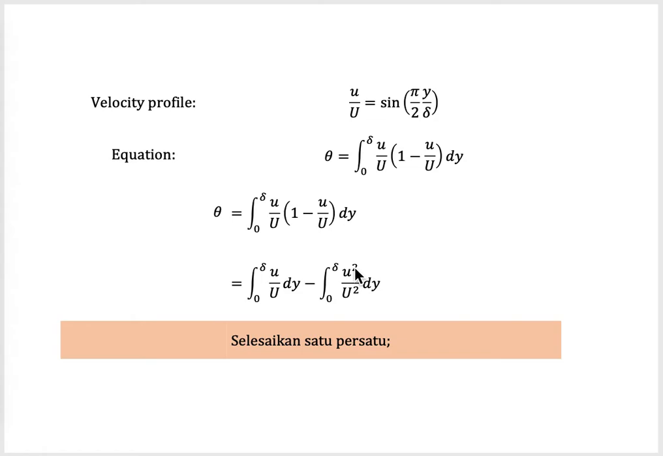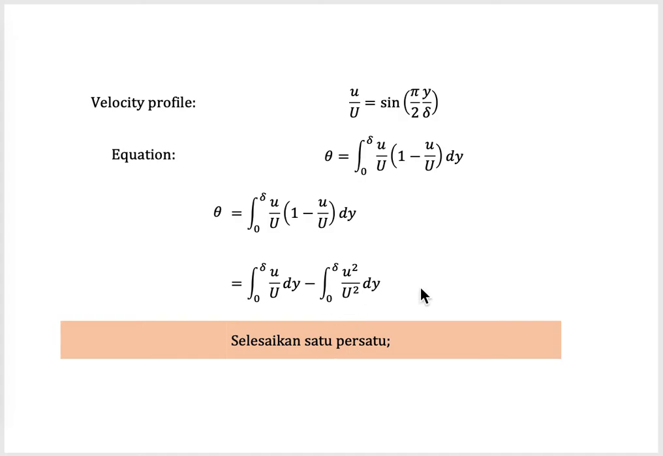And this is to calculate the value of theta. We know that the equation for theta is the integral from 0 to delta of u over U times 1 minus u over U dy. So we substitute the value of sine pi over 2 y per delta in this equation, and we could simplify it into this term.